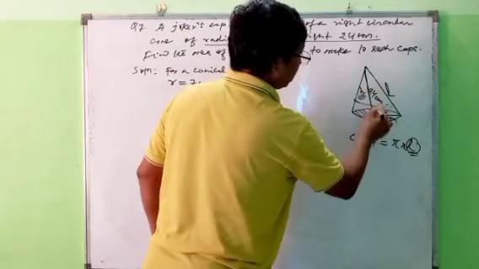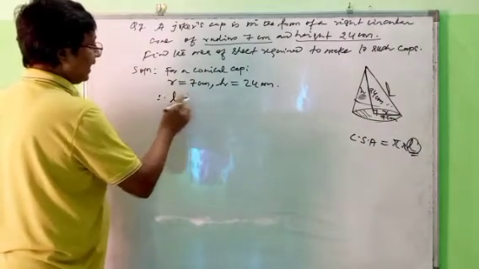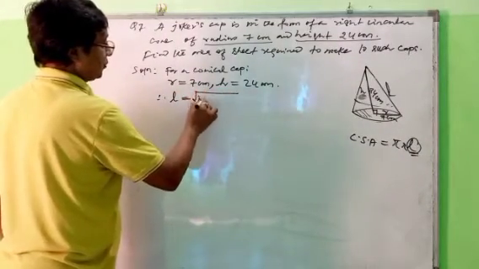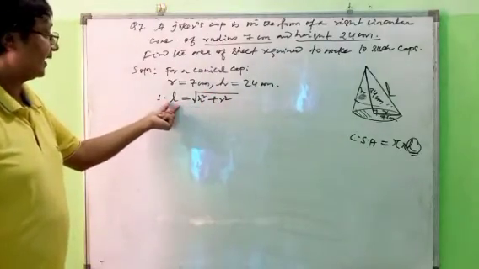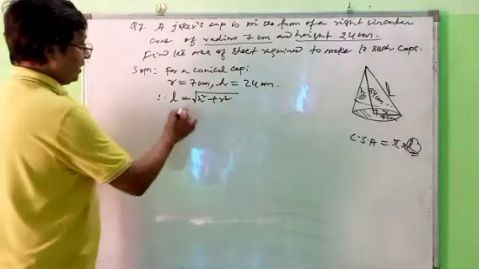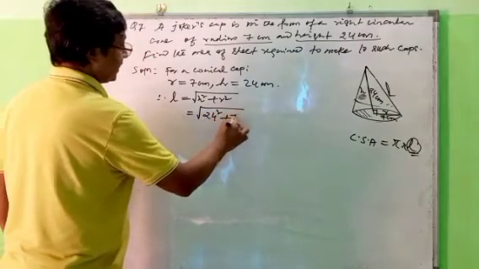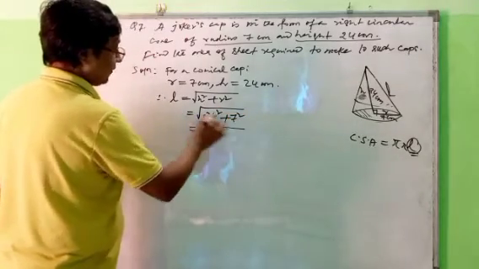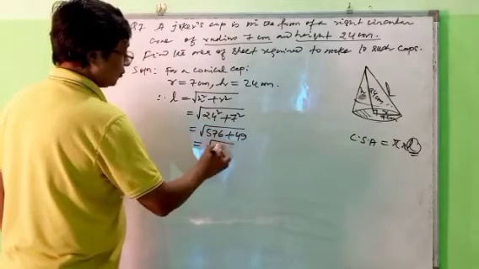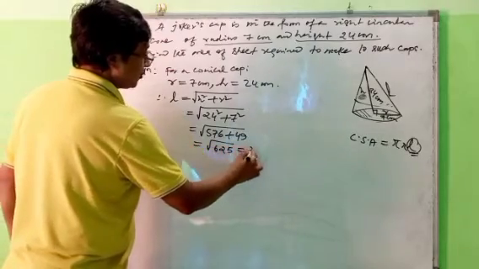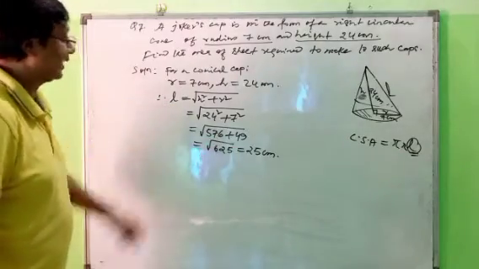Using the Pythagoras theorem, you will get this L. Therefore L, that is the slant height, equals root over h square plus r square. This is the formula to get the value of slant height, denoted by L. So equals root over 24 square plus 7 square. 24 square is 576, plus 49. So you will get root over 625 equals 25 centimeters. This is the value of L, the slant height.